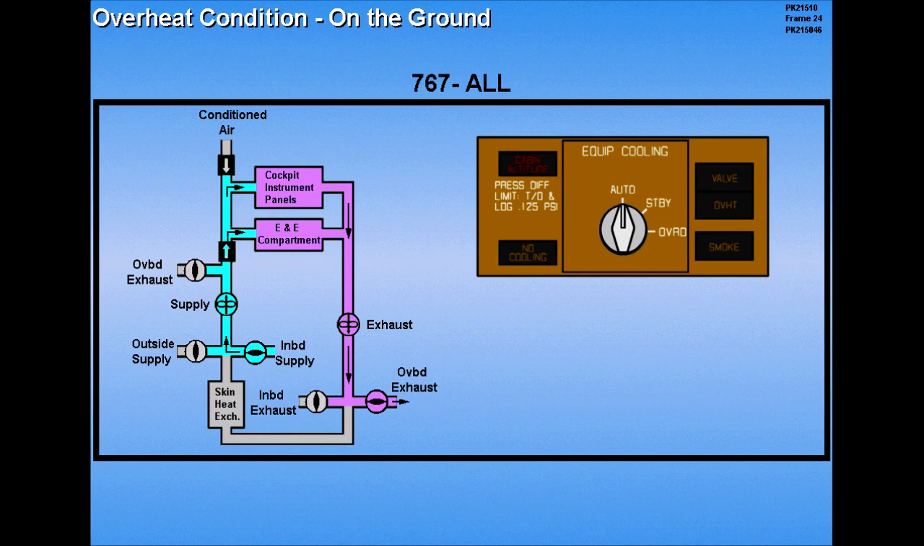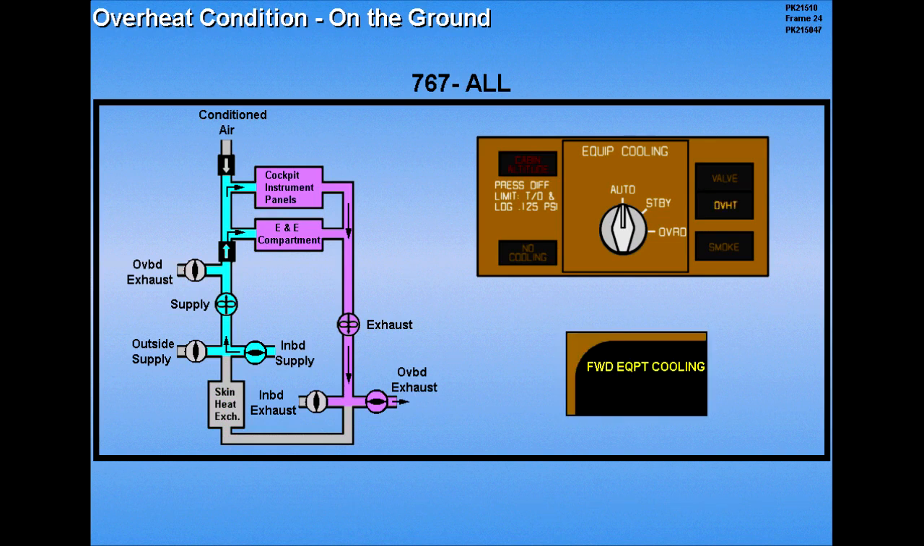If an overheat condition occurs on the ground, the ground crew call horn will sound. In addition, the no cooling light will illuminate. Selecting override will not provide additional cooling because there is no differential pressure to draw the cool air across the equipment.